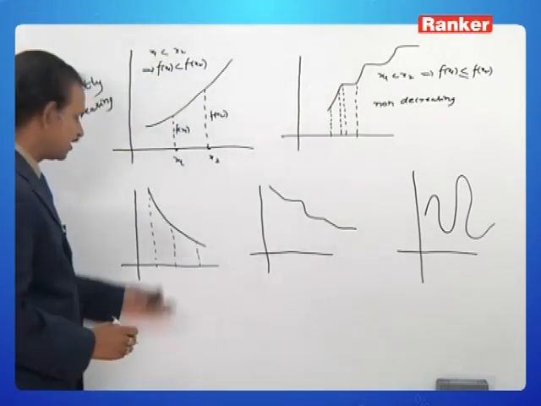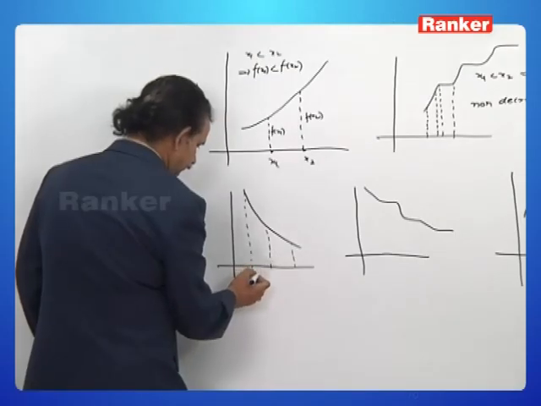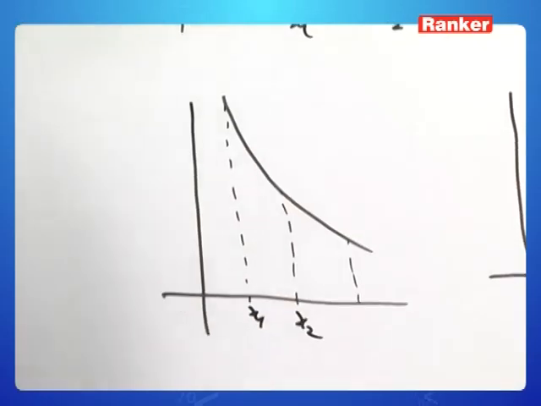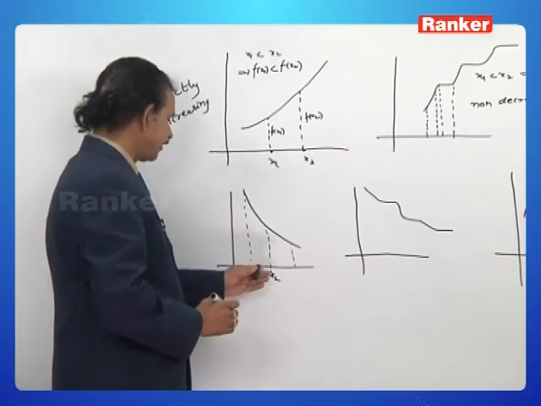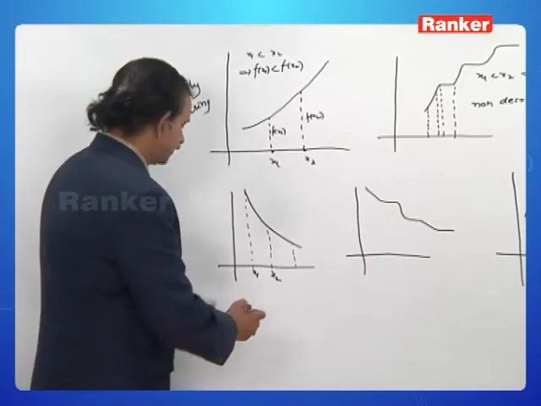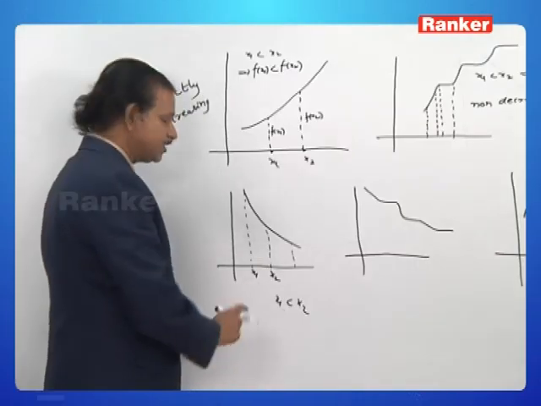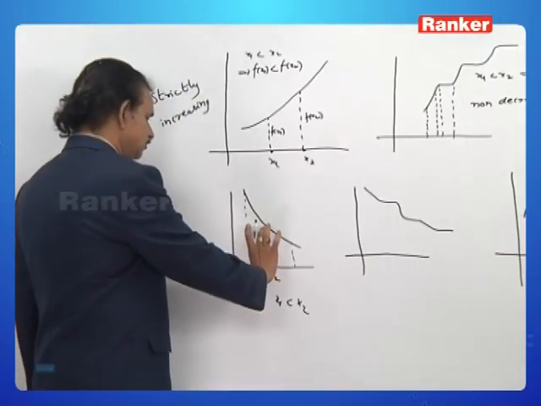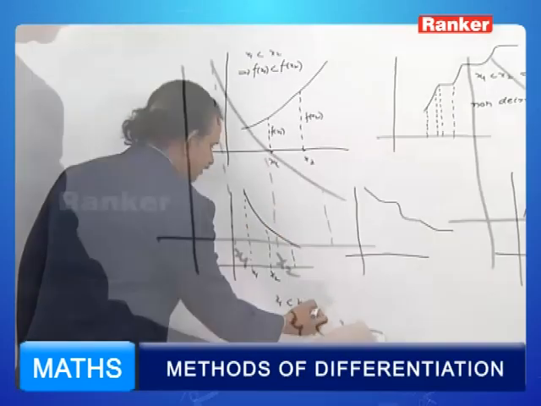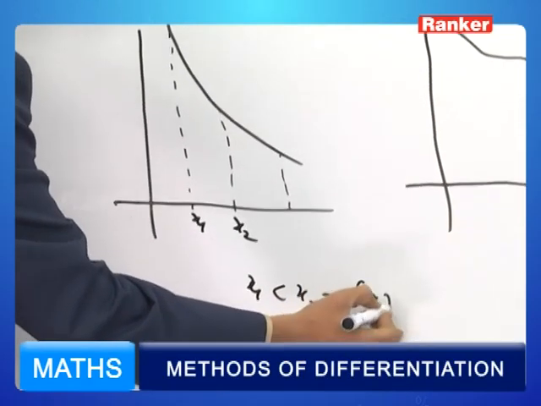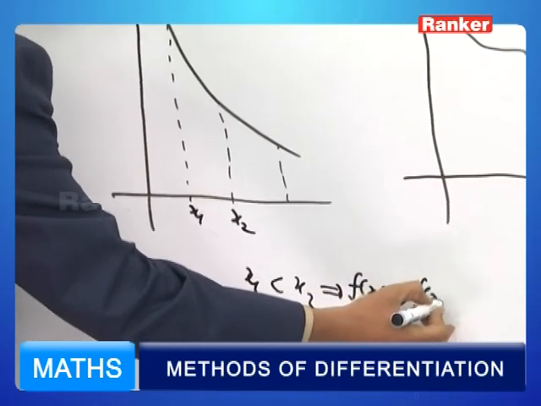Well, let us come here. x1 here and x2 here. What do you observe? x1 is less than x2, no doubt. On the x-axis x1 is less than x2. But you see, f of x1 is greater than f of x2, isn't it? f of x1 is greater than f of x2.